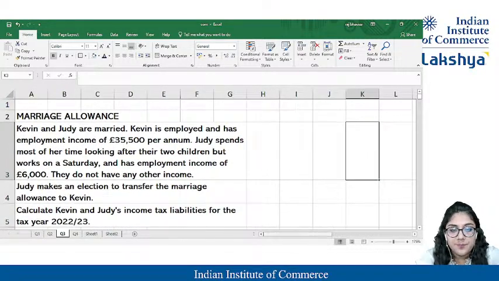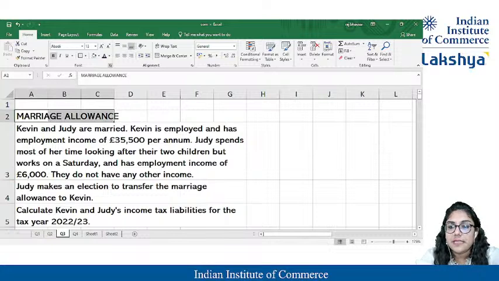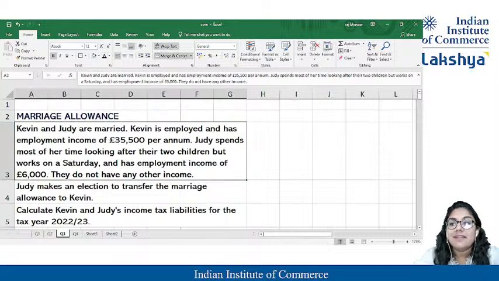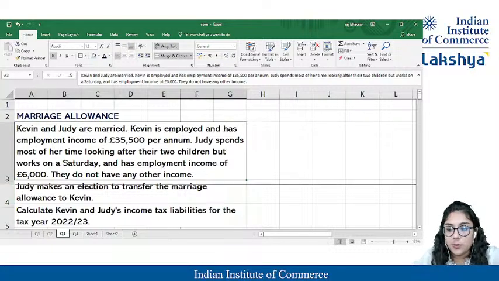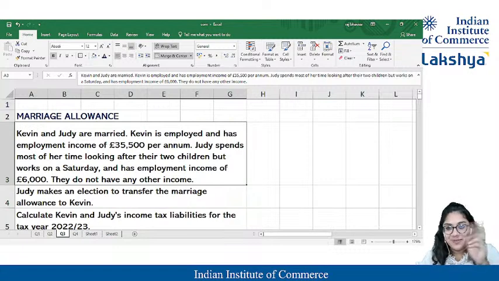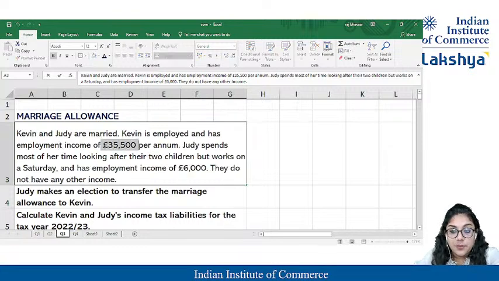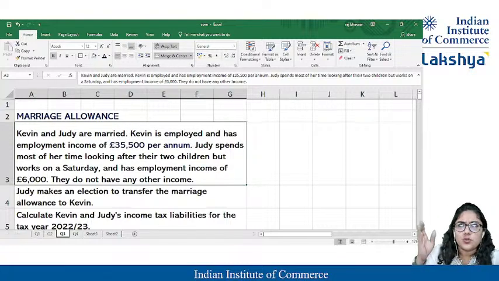Yeah, okay. So here, marriage allowances. When they're talking about marriage allowances, Kelvin and Judy are married. Okay, so there is a couple. Kelvin and Judy are married. Kelvin is employed and has an employment income of 35,500. Okay, the guy is having an income of 35,500. That means it's less than the basic band, like 0 to 37,700. So he's a normal tax rate payer.